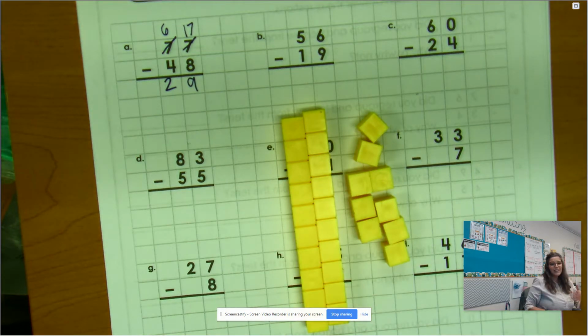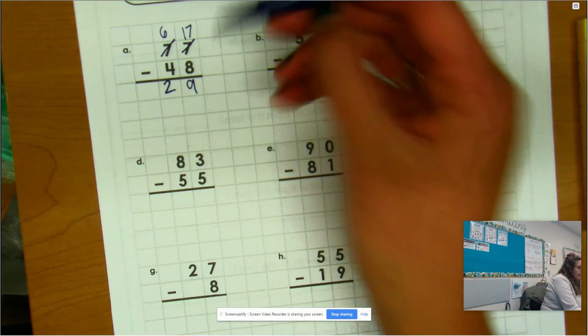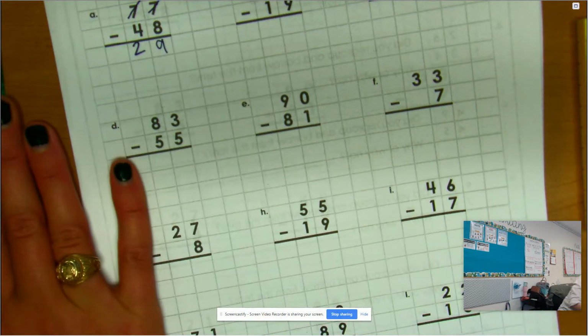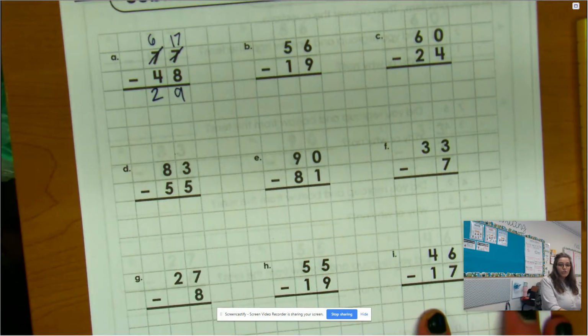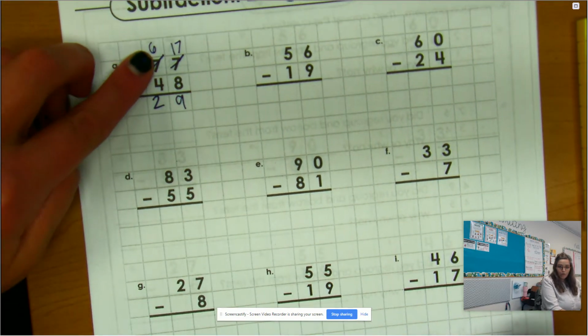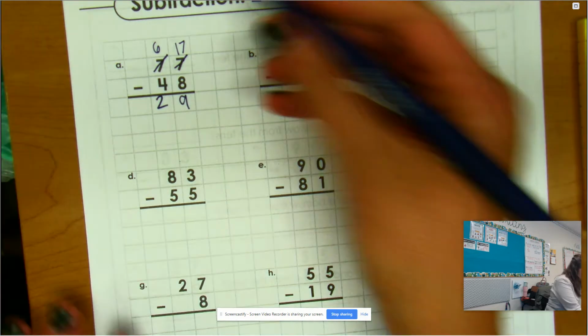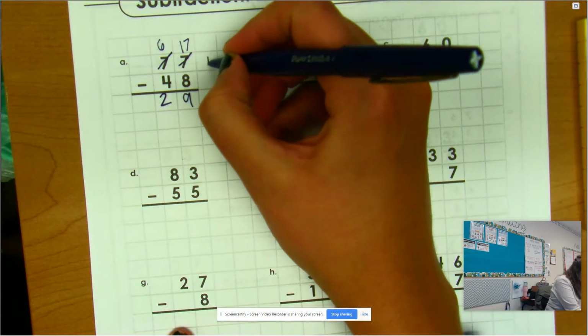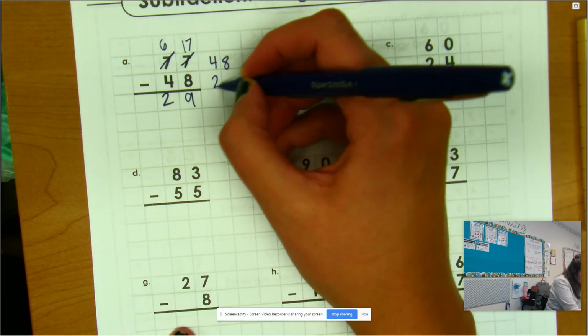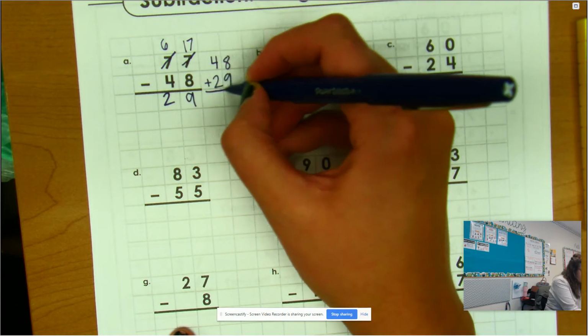Okay, so it's literally just going backwards, right? If I were to add to check this, I could write, oh gosh, lost my pen. Okay. So if I were to add to check this, I could add both my parts and see if they equal the whole right here, okay? So let's do that. We're going to do 48, write it kind of small so it doesn't get all jumbled up with that. 48 plus 29, and we'll see if it equals 77.